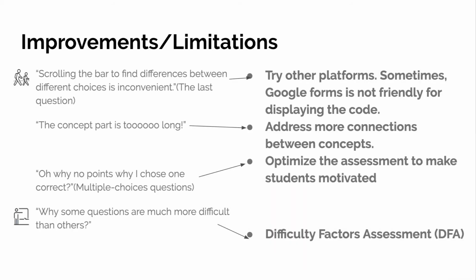The final part is our limitations and improvement. We gained some student feedback and some of them felt uncomfortable with the layout of the last question and found that the concept part of instruction is too long. So for the next time, we will try other platforms because sometimes Google Forms is not friendly for displaying the code. For the problem of the concept part, we will try to address more connections between different concepts to make it easy to remember and understand.